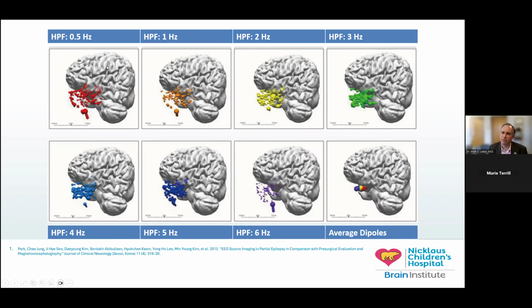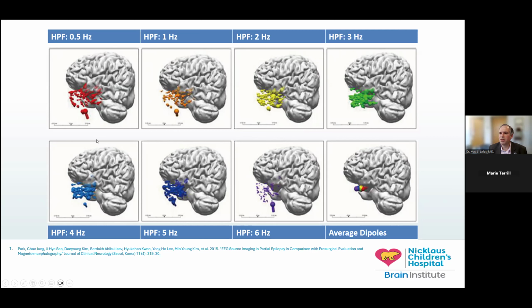Now, this MRI brain that they have modeled is the post-operative, but of course the analysis was done on the preoperative. And you can see that the dipoles are oriented in much more different directions, much more variety. They're not quite as tight in their localization, and they get closer and closer until we get to about 3 hertz, 4 hertz high pass frequency. And then they start to actually disperse and reorient a little bit again at 5 and 6 hertz.